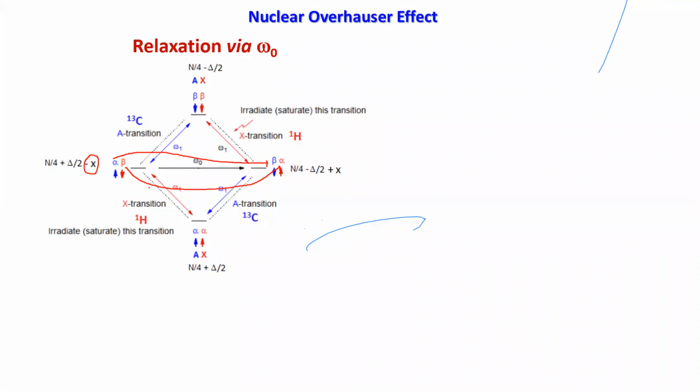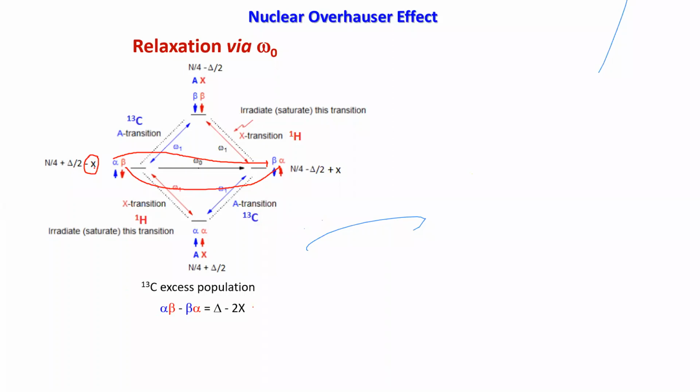Now let us look at the excess population. So for the 13C excess population, what is going to happen? I have to subtract alpha beta minus beta alpha. So that will be coming as del minus 2x. So initially, what was the difference between those two states? Initially there was no change, right? So it was initially n by 4 plus del by 2 minus n by 4 plus del by 2. So initially it was del. Initially the excess population was del.